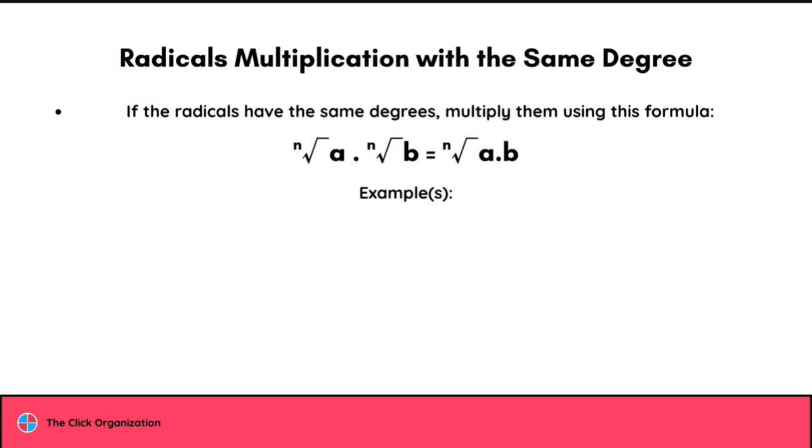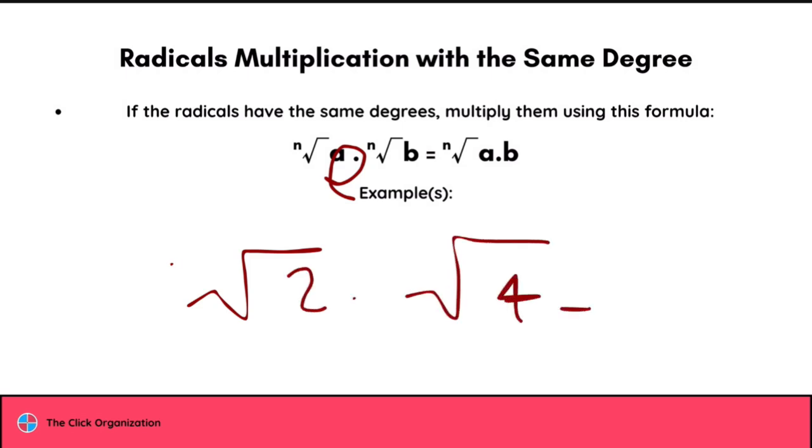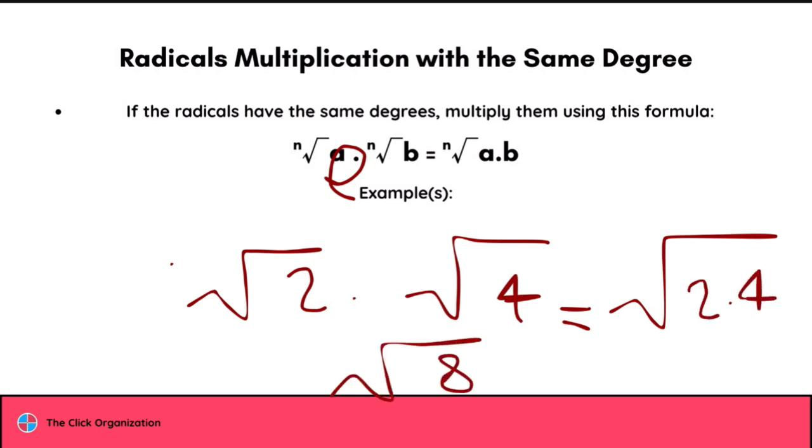Radicals multiplication with the same degree. If the radicals have the same degrees, multiply them using this formula. So they have the same degrees, we only multiply them and we keep the degree. That's it. So for example, I have the second root of 2 times the second root of 4. This is going to be the second root of 2 times 4, which equals the second root of 8.